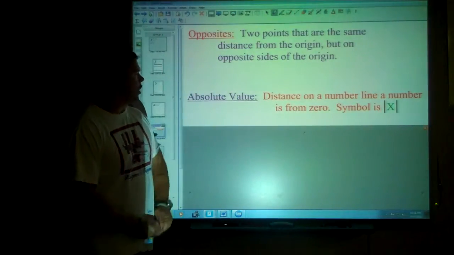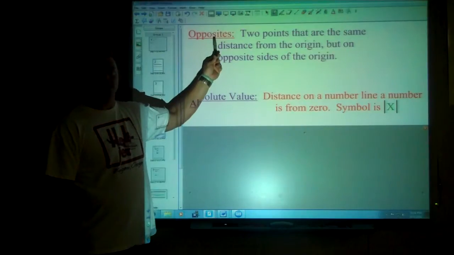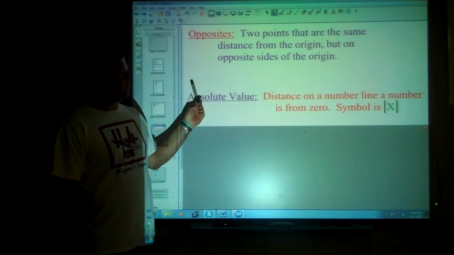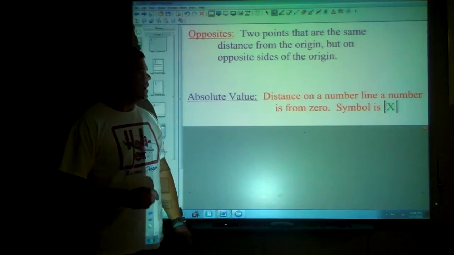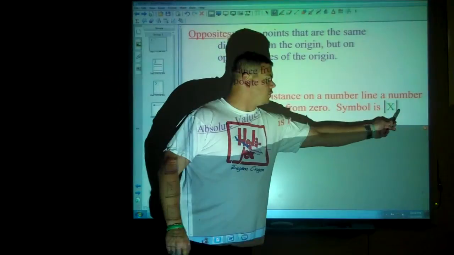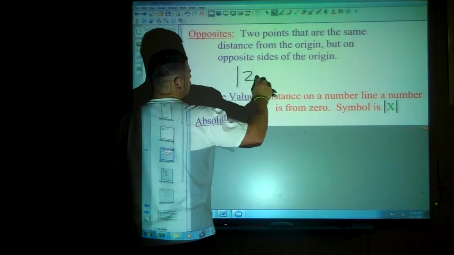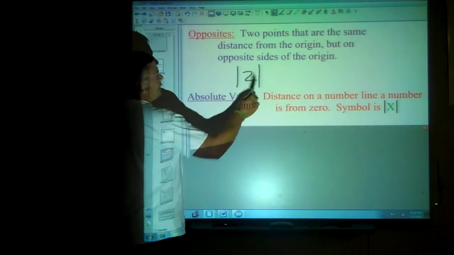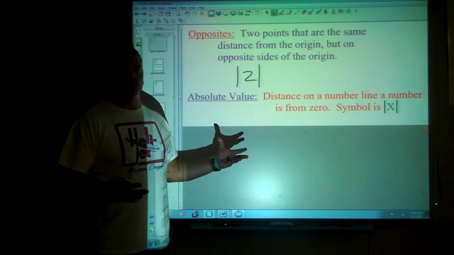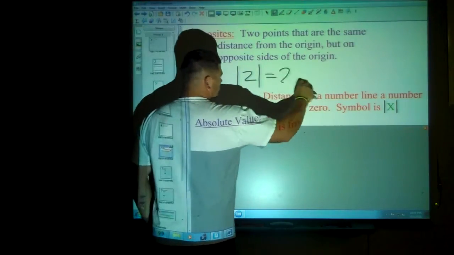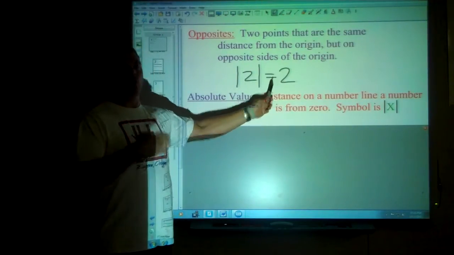Alright, we also have what we call absolute value. Now this one commonly gets mixed up with opposites. It does not mean opposite. It has to do with the distance that a number is from 0 on a number line. We draw the symbol as 2 bars on the side of a number. So for example, if you saw this and a 2, that would mean the absolute value of 2. And what it's asking is, how far from 0 is the number 2? Well, the answer, 2 units away from 0. It does not mean opposite. It's how far away from 0.